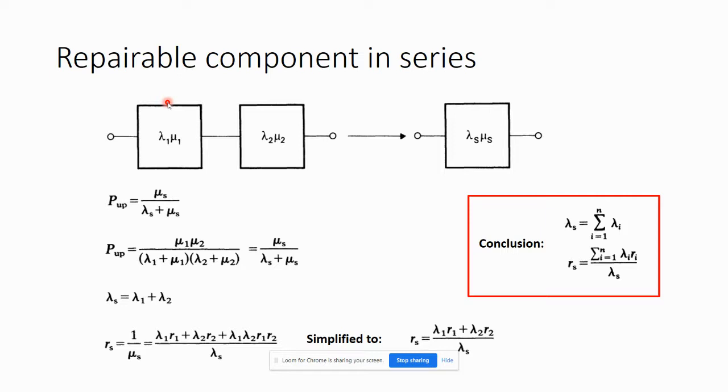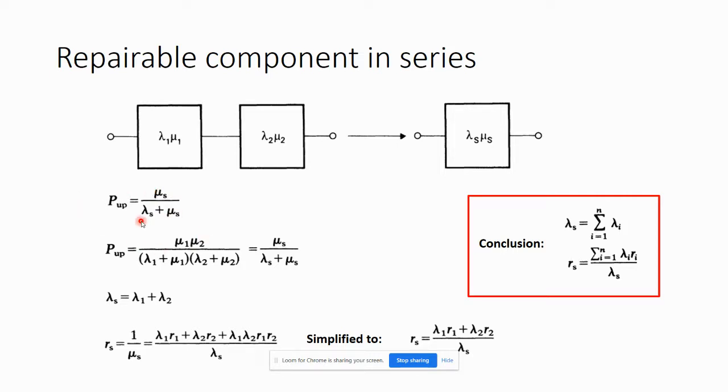You want to calculate the probability of the up state. So you take the tendency of going to the up state, which is described by mu, divided by the total of the rates. The failure rate and the repair rate sum up together, and that will give you P up.